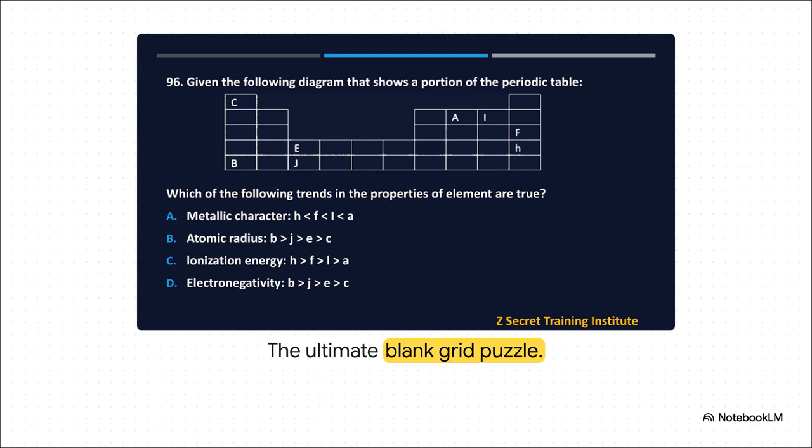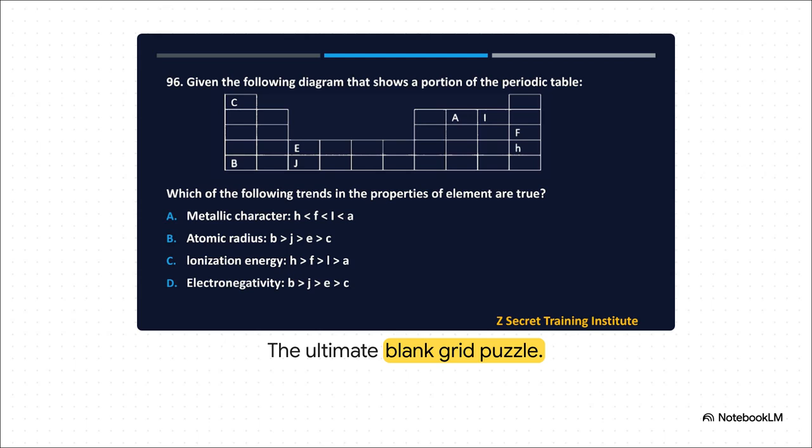So the crucial point is, if you truly understand these trends, you don't even need the element names. Check out this question. It's literally just a blank grid with random letters. But using our trend rules, we can evaluate the options perfectly. Let's look at the option regarding atomic radius. It says B is greater than J, which is greater than E, which is greater than C. Looking at the grid, B is at the bottom left, the biggest area. C is at the top right, much smaller. E and J are somewhere in the middle. So mapping out B greater than J, greater than E, greater than C perfectly aligns with our rule that atoms get larger as you move down and to the left. You've just solved a really complex puzzle purely by its geographic location.